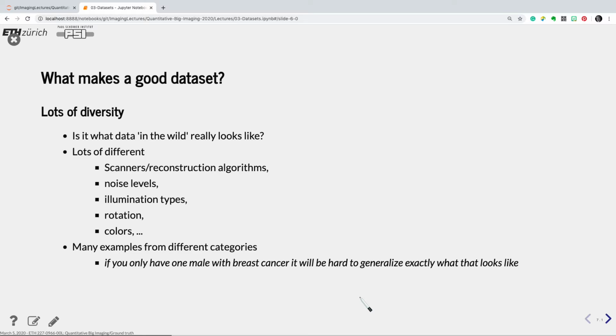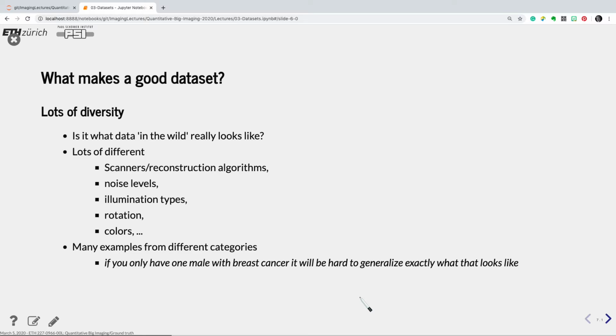Another thing is that you also need a lot of diversity. So what does the real collection look like? Of course, it's easy to get a few samples, but you need the full variety of what the data can represent. There are also lots of other differences, like how you scan the data, which reconstruction technique you used, and noise levels are very important to include in the training.